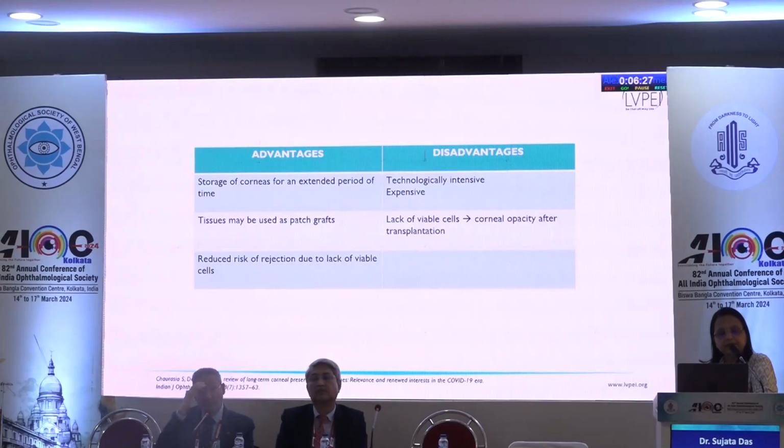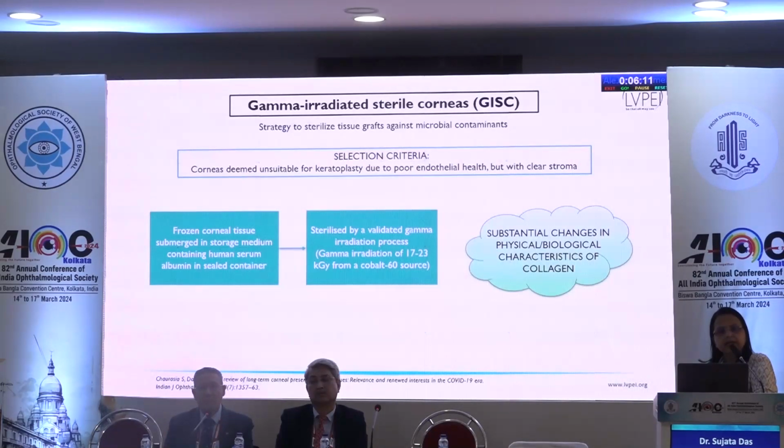This may be used as a patch graft, and reduces the risk of rejection due to lack of viable cells. The disadvantage, again, is that it is technologically expensive. Lack of viable tissue leads to corneal opacity, so again it is only used for tectonic or therapeutic purpose. Gamma irradiation, I think, is used by your eye bank in Bombay.